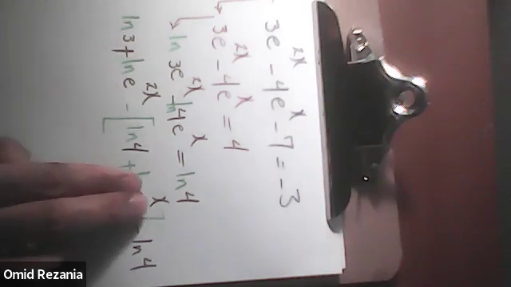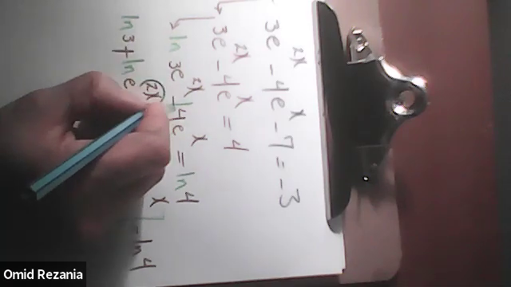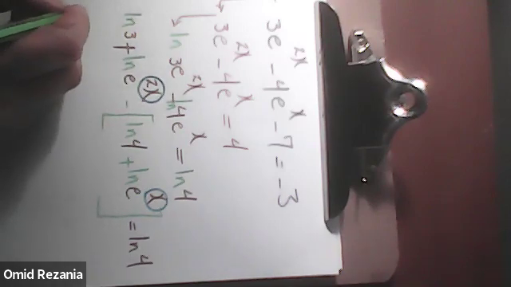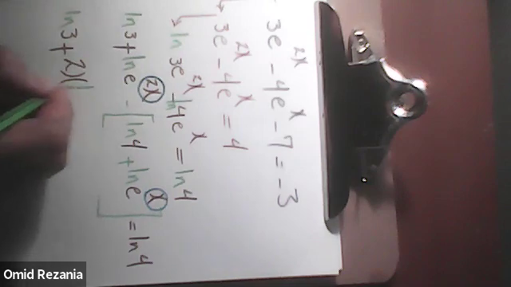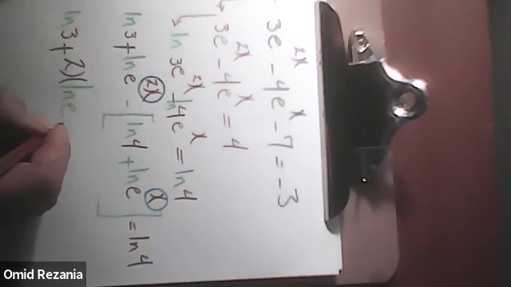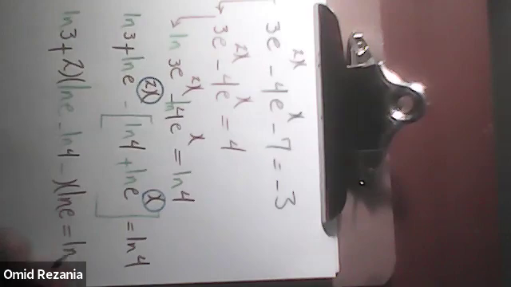What do you mean by which term? I mean, which terms in the equation require property number 3? You mean this one? That's right. And it's going to be ln 3 plus 2x ln e, minus ln 4 minus x ln e equals ln 4. That's correct, Philip? Yes. That's right.